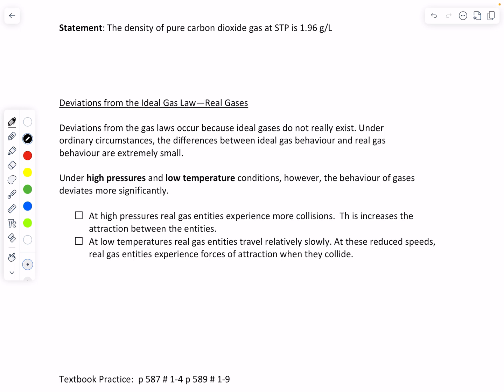So, at high pressure, real gases experience more collisions. This increases the attraction between entities. And at low temperatures, the gases travel relatively slowly. At these reduced speeds, real gas entities experience forces of attraction when they collide.